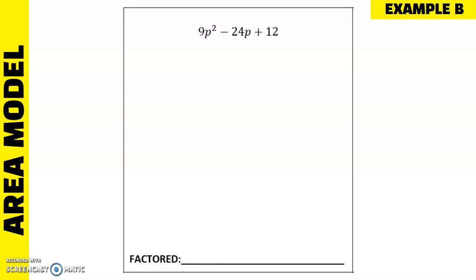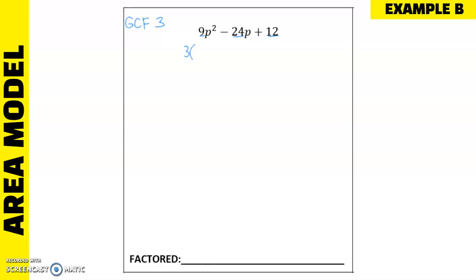Okay, 9p squared minus 24p plus 12. So I look first for a common factor of 9, 24, and 12. And we learned in a previous class how you could go to Desmos and see what that is. So all of these numbers can be divided by 3. So that's my greatest common factor. There's not a variable because I have a constant at the end, so it's just 3.